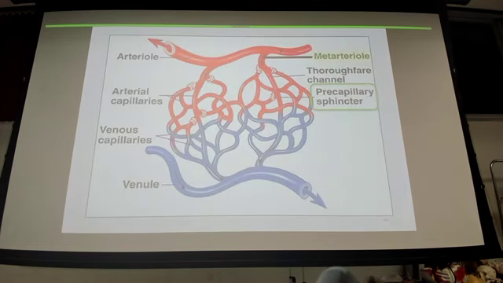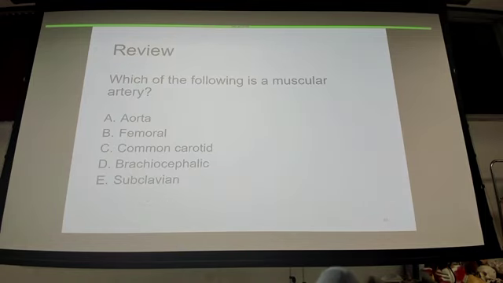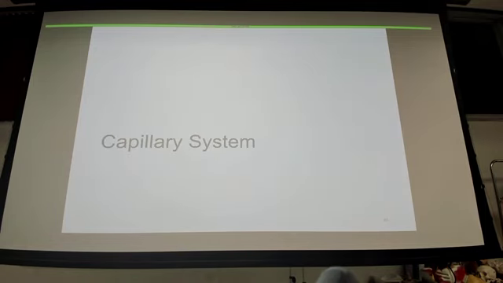And this represents the capillary bed that we were talking about, right? Arterial, and then remember that meta-arterial is just that little connector that goes between the actual arterial and the capillary bed itself. Any questions about that stuff?